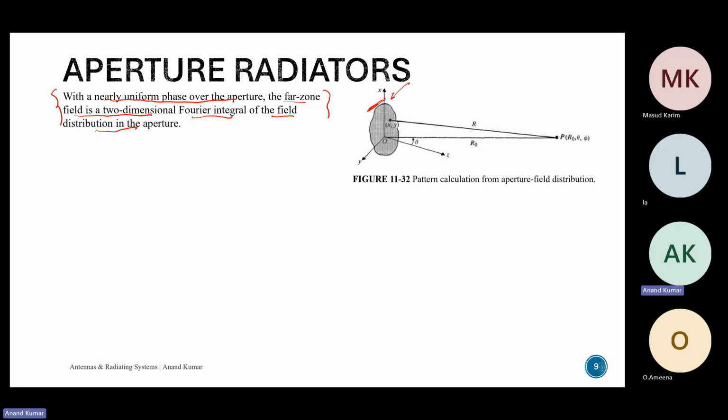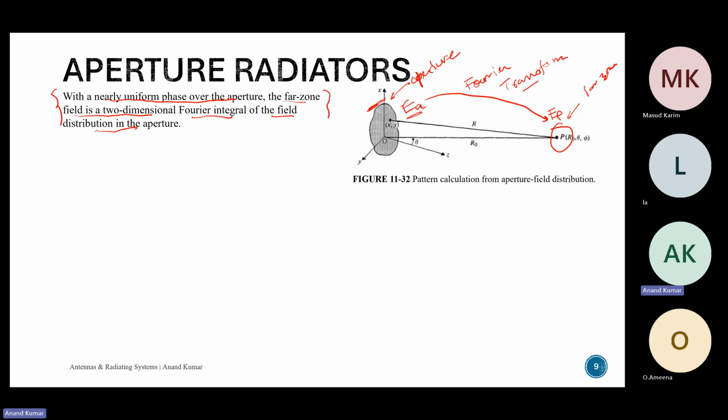So this is the aperture over here, and this is the far zone. So the field at the far zone, the field at the point P, is basically the Fourier transform of the field distribution on the aperture. So we have field distribution over here. So let this be EA, the electric field distribution at the aperture, and we can calculate the electric field at P by taking Fourier transform. This is the crux of what we'll be discussing today.